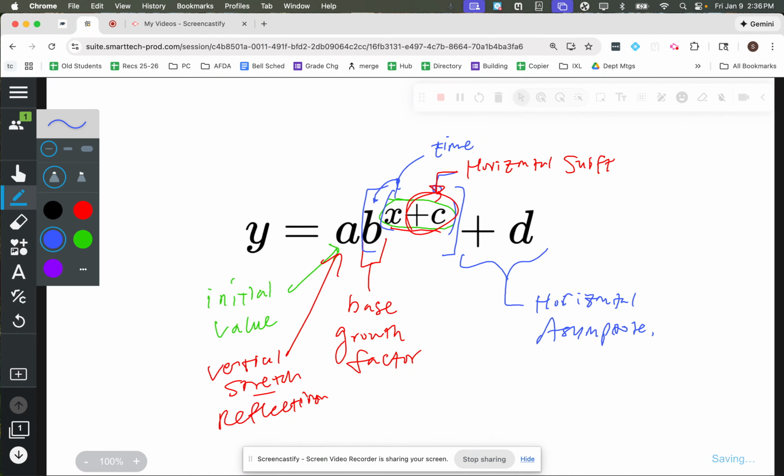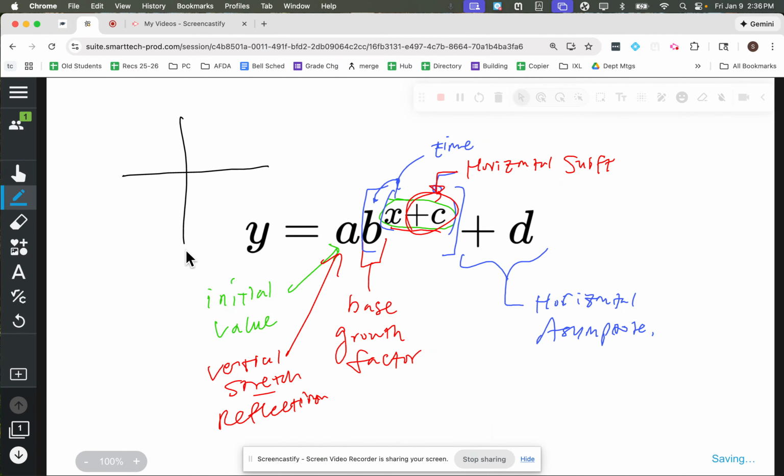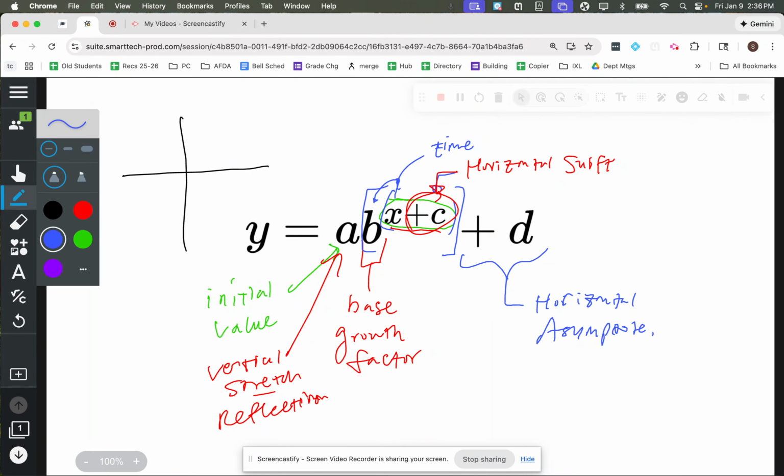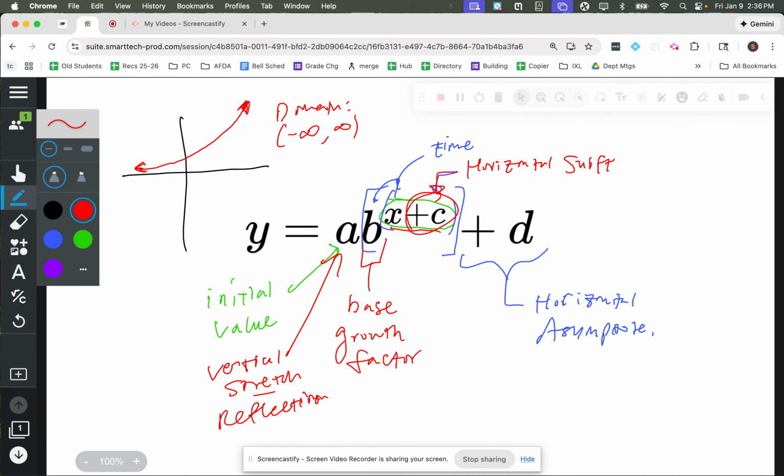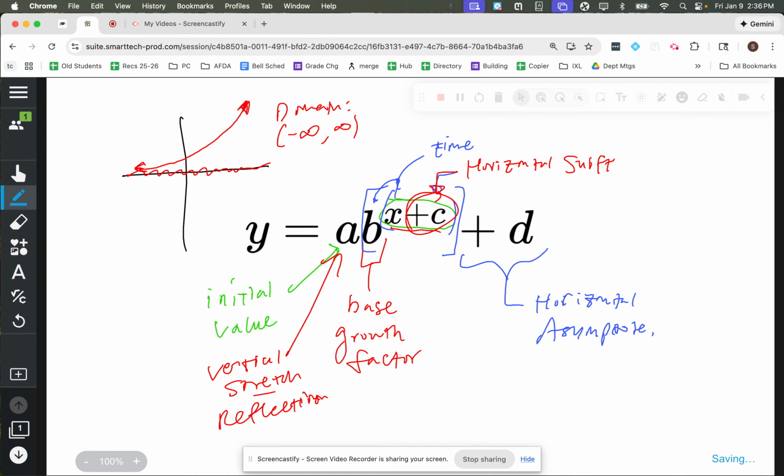Okay, let me quickly draw a basic exponential function. The shape looks like this. Okay, the domain of this exponential function is negative infinity to infinity. Never stops going this way, never stops going this way. And every exponential function has an asymptote. The basic one, which I sketched here, is 2 to the x. But this growth factor can be anything.